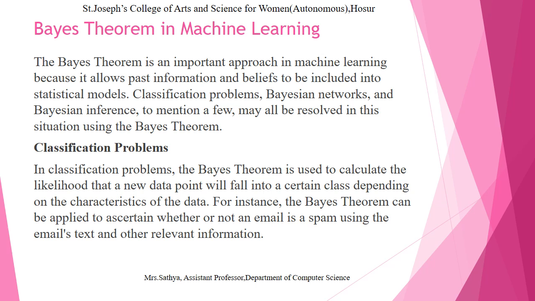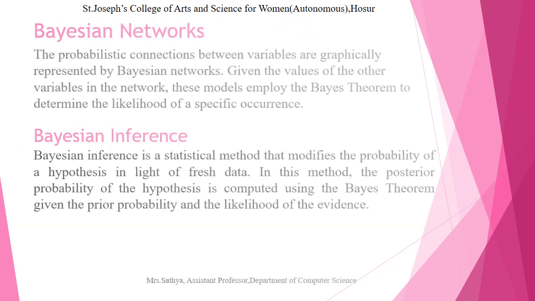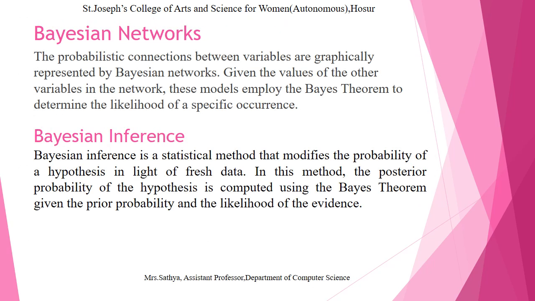In classification problems, Bayes' theorem helps calculate the probability that a data point belongs to a particular class. For example, if an email contains the word offer, we calculate the probability that this email is spam using Bayes' formula. So posterior equals likelihood into prior divided by evidence. Again I will repeat the formula: posterior equals likelihood into prior divided by evidence. The class with the highest posterior probability is selected.